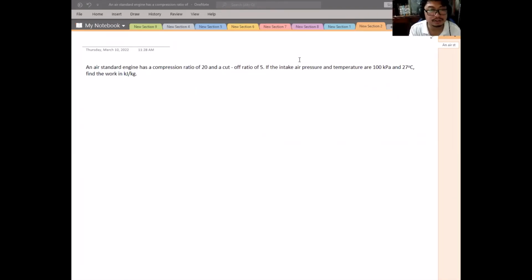An air standard engine has a compression ratio of 20 and a cutoff ratio of 5. Intake air pressure is 100 kPa at 27 degrees Celsius. Find the work in kilojoules per kilogram. So this is definitely a diesel engine, because we are given a cutoff ratio.